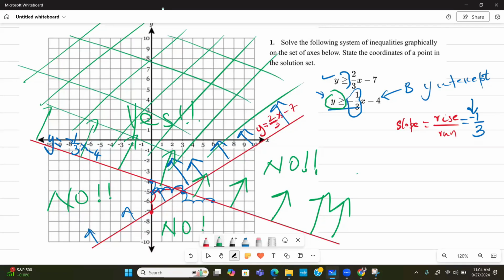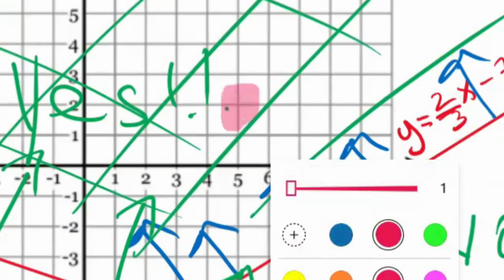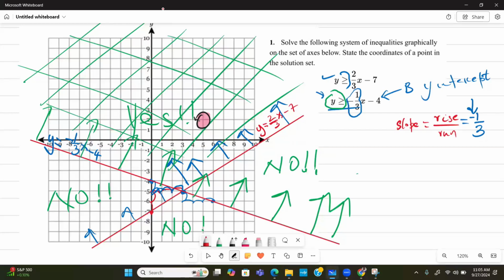So here's the idea. Because I've now isolated the solution region, I need to find a point that is in the solution region. Any point I can name, and I'm just going to name this point right here. This point is (5, 2). So I'm naming (5, 2) right here. That's where 5 meets 2. So in answering this one, (5, 2) is a point that is in my solution region. It's right here. There are infinite solutions for this. You could name any point that's in that region for your solution.